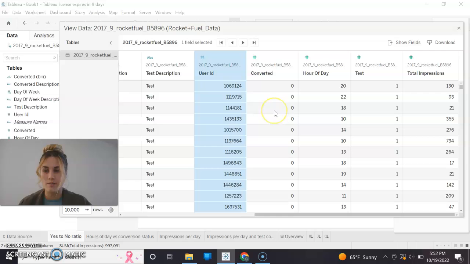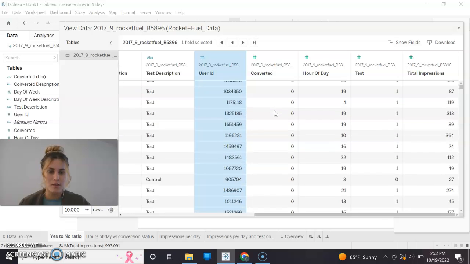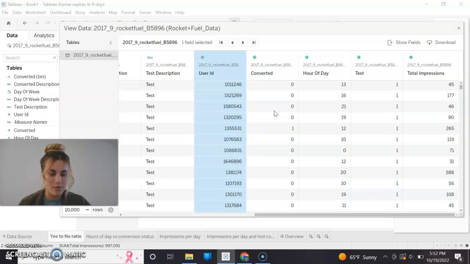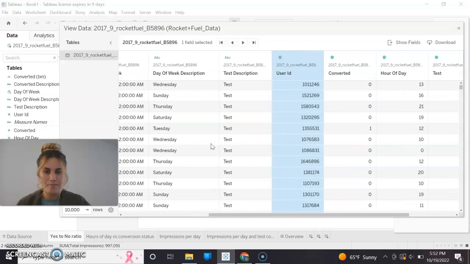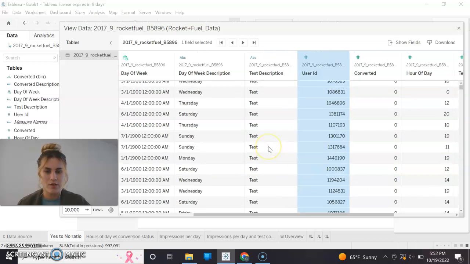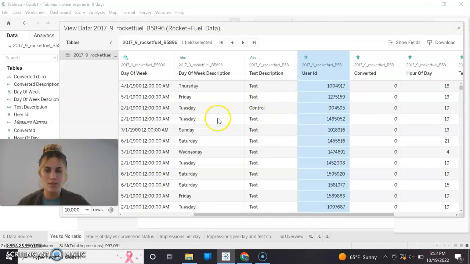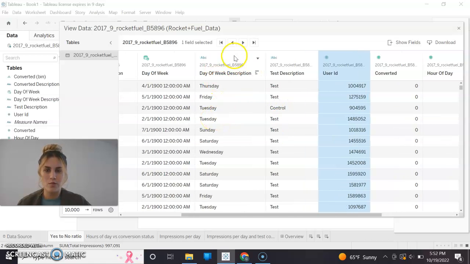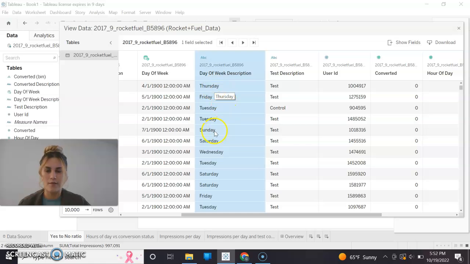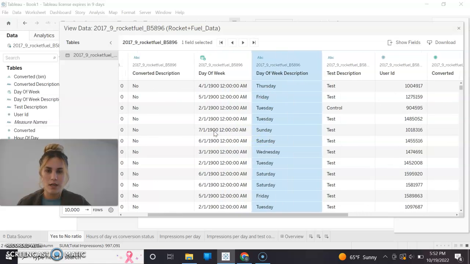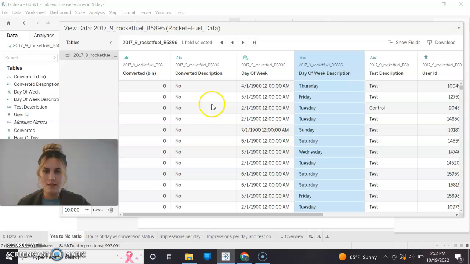Some people converted and made that a sale. Some people didn't, most of the time. Most of these you can already tell that they didn't, but you have some conversions over here. And then the test description, whether it was through the advertisement or through the control groups. Over here, the day of the week description, so you have the 7 days of the week. And of course the conversion description and then the converted bin.